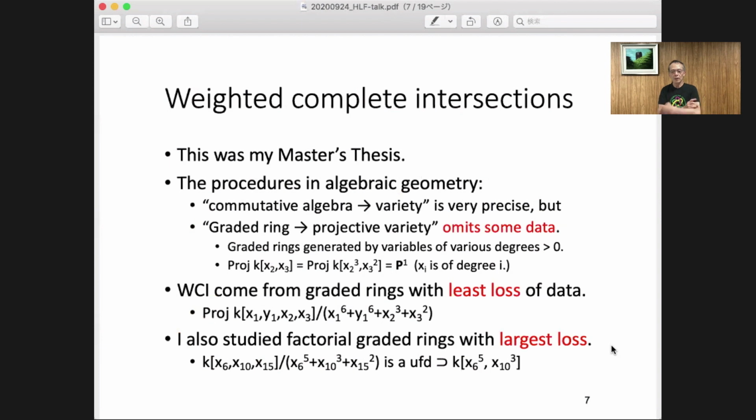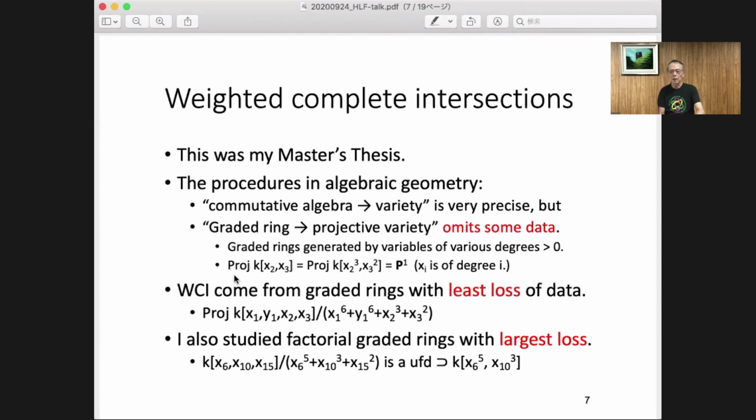In my talk, I do not really explain the definitions. There is a procedure in algebraic geometry to go from a commutative algebra to a variety called the spectrum. And also, there is a procedure to go from a graded ring to a projective variety called Proj. The previous one, Spec, is very precise. It doesn't lose any information. But the second one omits some data. It happens when the graded ring is generated by variables of various degrees. If all variables are of degree 1, it's very standard. But when some have a bigger degree, then there is some discrepancy.